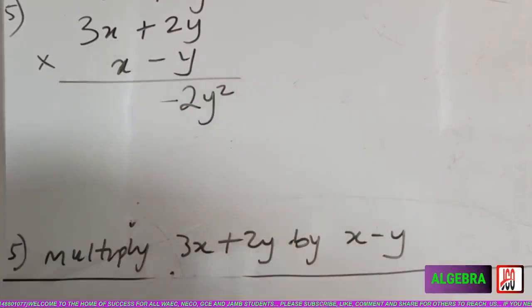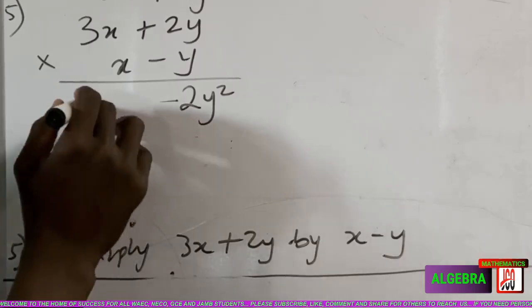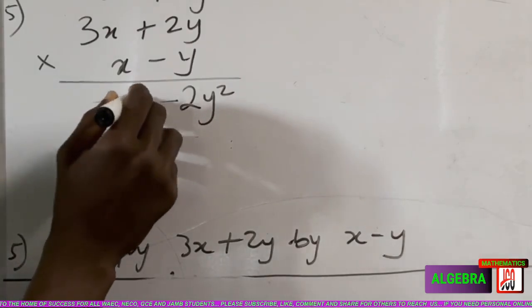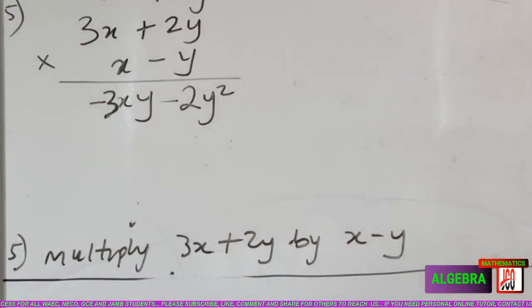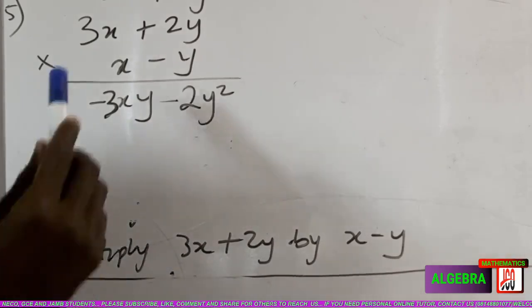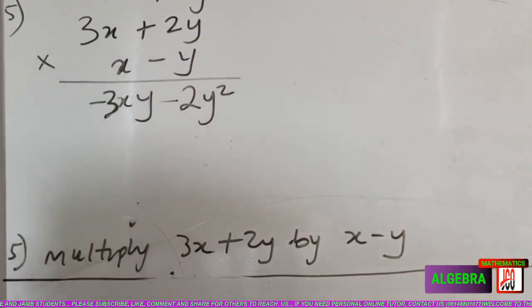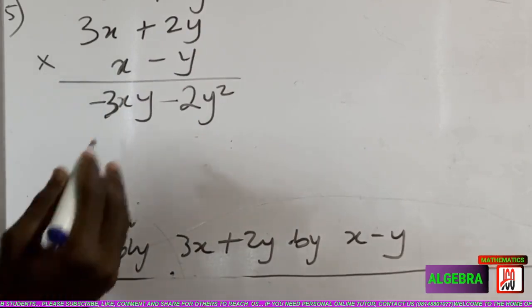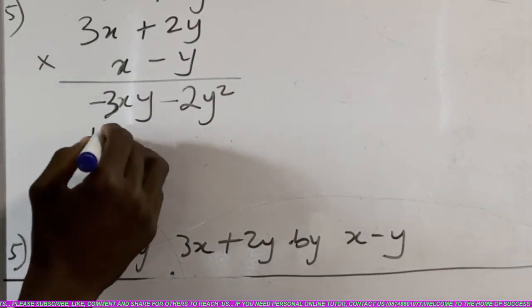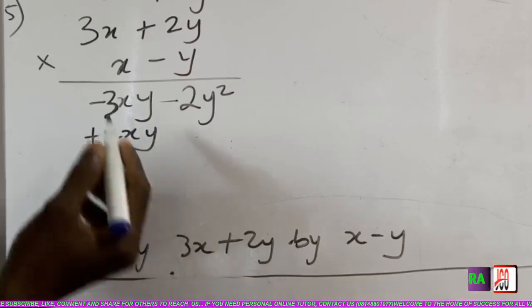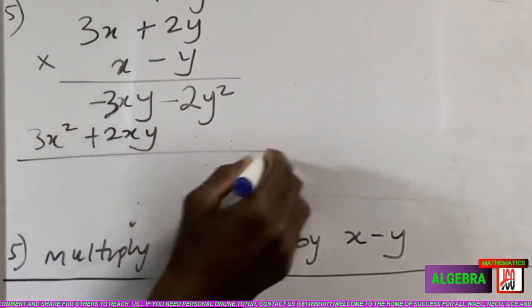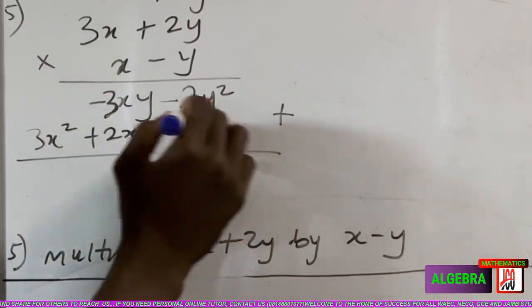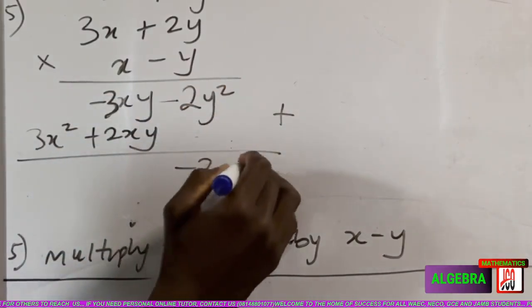Minus y times 3x gives me minus 3xy. Hope you are following. Minus 3xy. Going on, x is going to multiply 2y, which will give you 2xy. Notice it's also a like term with this, so I'll just write plus 2xy there. And x times 3x is what? 3x square. So only this 2 is like term. Minus 2y square comes down.